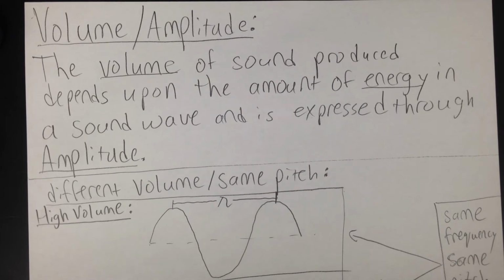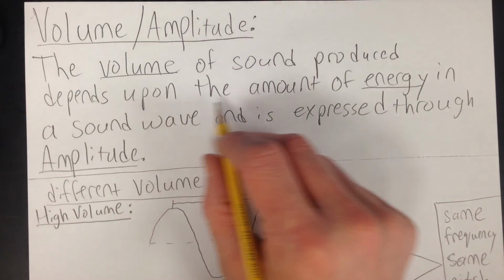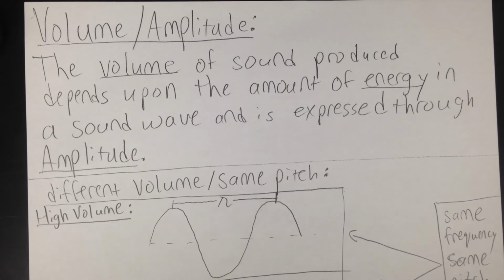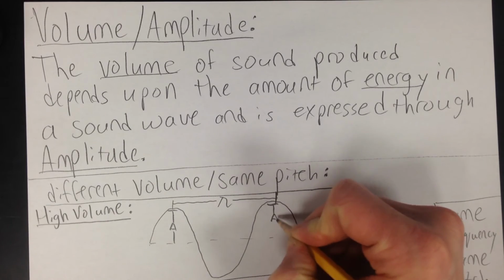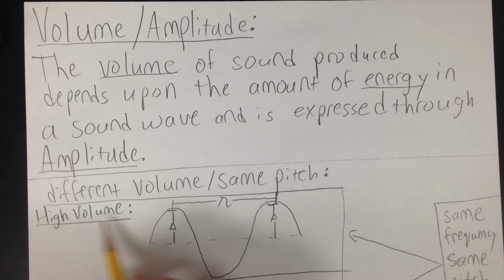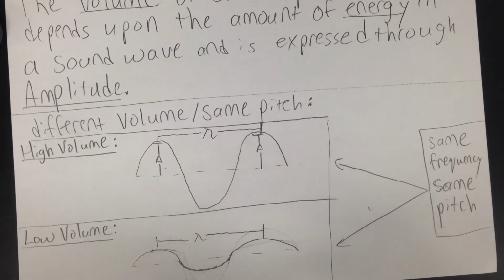Besides pitch, we really want to separate pitch from volume. They're two separate things, and musical scales have to do with pitch. Volume is different. The volume of sound produced depends upon the amount of energy in a sound wave, and it's expressed through amplitude. All right, so the amplitude of a wave, that is, right here, the height of it, tells you the volume. So here's a high volume, high amplitude wave. Lots of energy, really loud. If the volume gets high enough, it could damage your eardrums. Definitely.